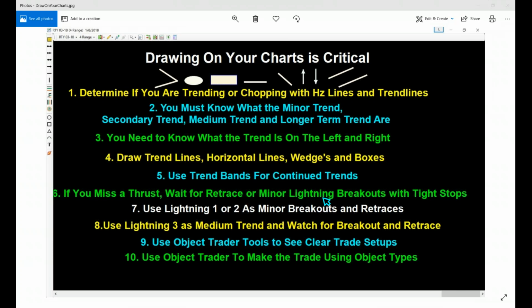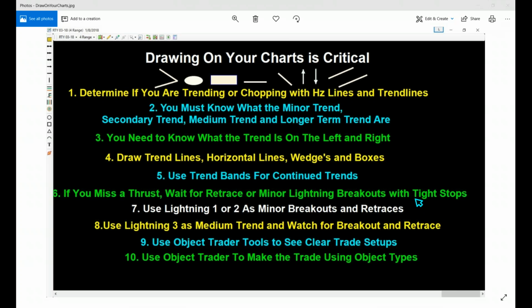Now it's most important to wait for the retrace, obviously, but whenever you walk up to your computer and start trading is when you've got to diagnose your charts. Use your lightning 1 or 2 as minor breakouts and retraces. Use lightning 3 as your medium trend and watch for your breakout and your retrace. And of course, use our object trader tools.